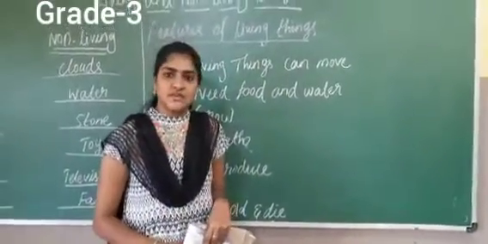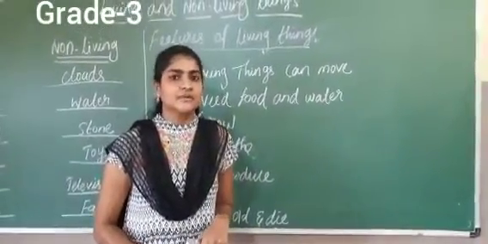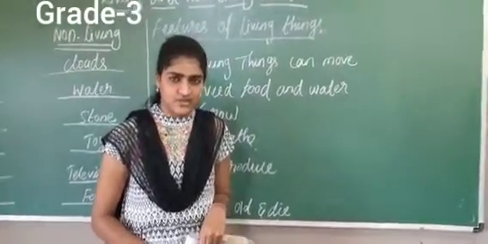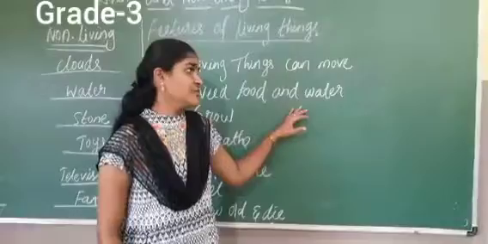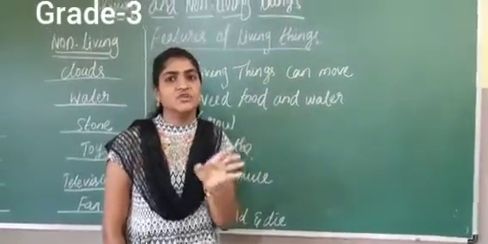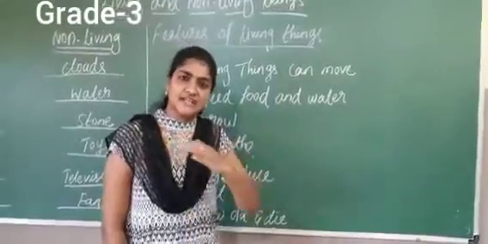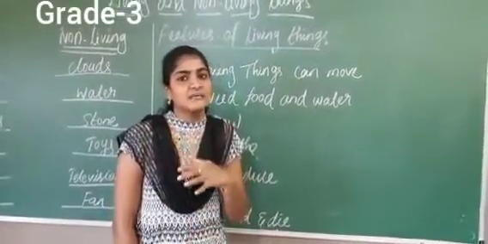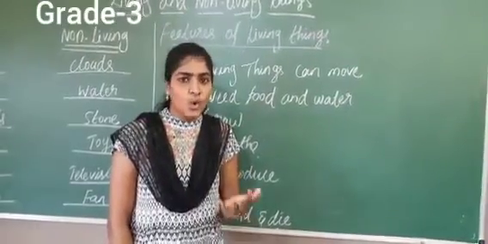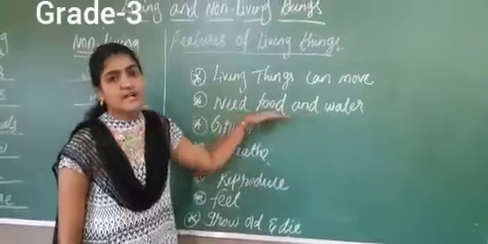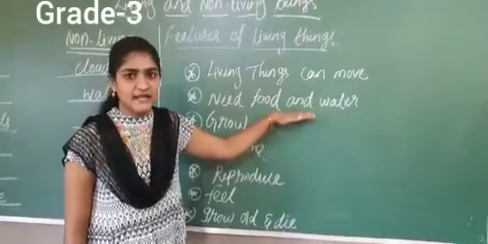Plants also need food, right? Plants make their own food, and that process is called photosynthesis. We also have to pour water, and we have to place the plant towards the sunlight. Where the sunlight is more, there we have to plant the tree, because in a dark place it can't make its own food. So plants and animals need food and water for growth and development.